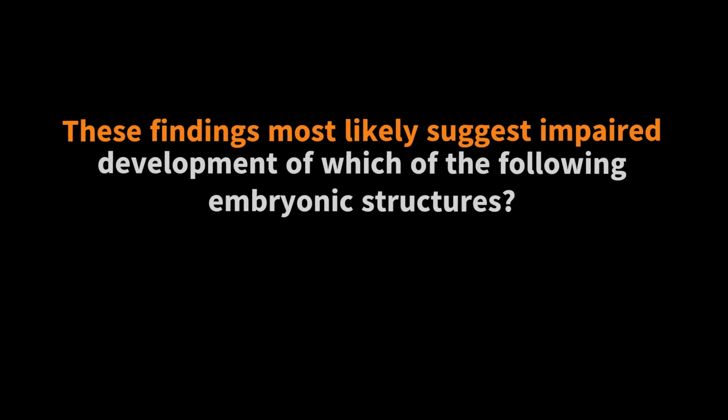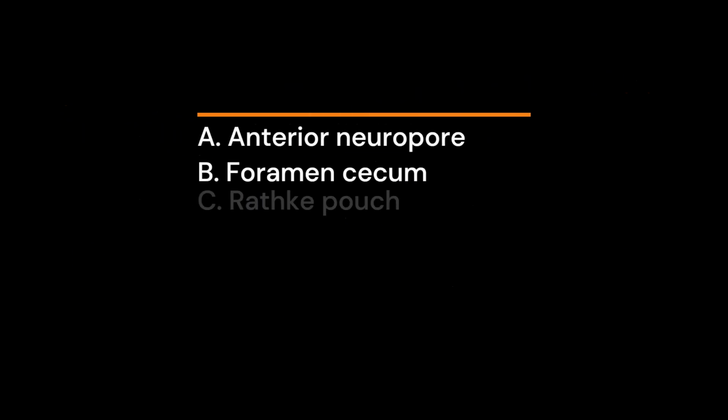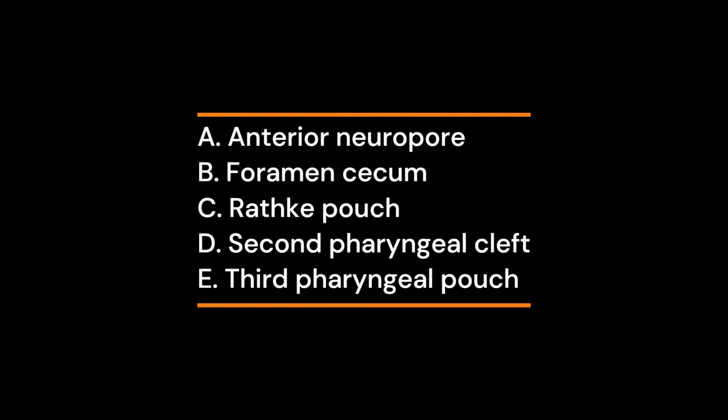Your options are: A. Anterior neuropore. B. Foramen cecum. C. Rathke pouch. D. Second pharyngeal cleft. E. Third pharyngeal pouch. You have 15 seconds to type your answer in the comment box.